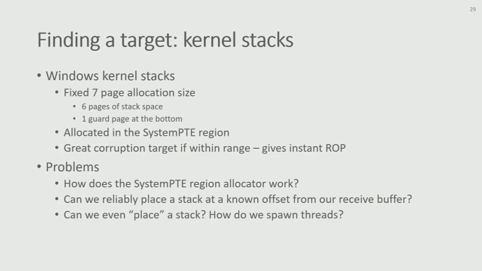So there's basically three things to deal with. First off, how does this allocator even work? Secondly, can we place a stack at a known address? And in order to do that, well, a known offset, we actually also need to be able to place a stack in the first place. So a lot of non-trivial stuff.